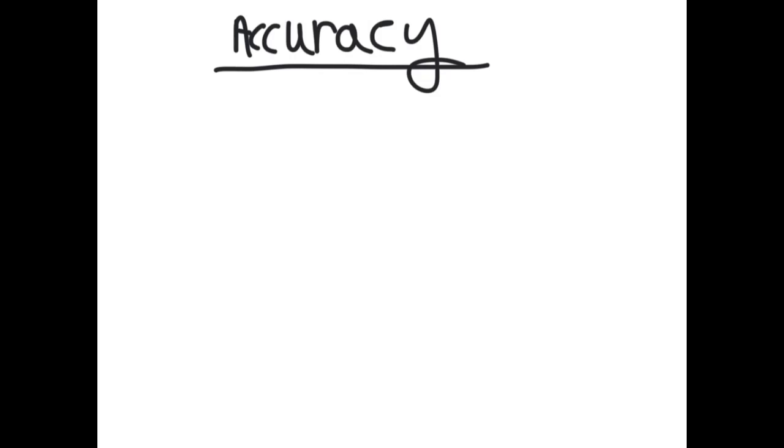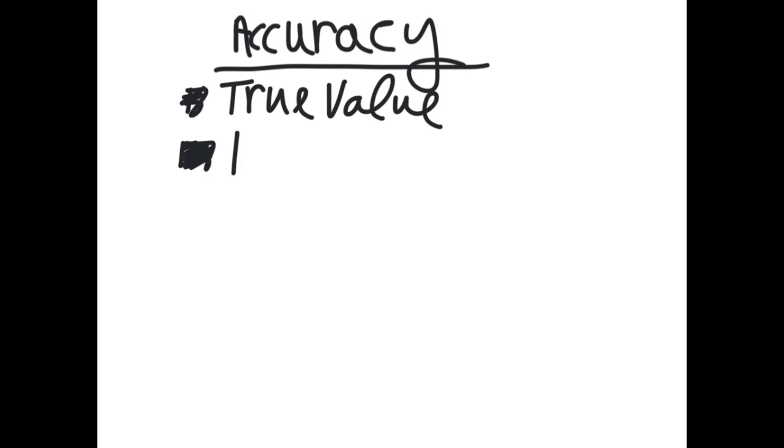What is accuracy? Accuracy is the true value of a quantity. What does that mean? Accuracy is the number of significant figures, or sometimes called significant digits. True value of a quantity is never known.